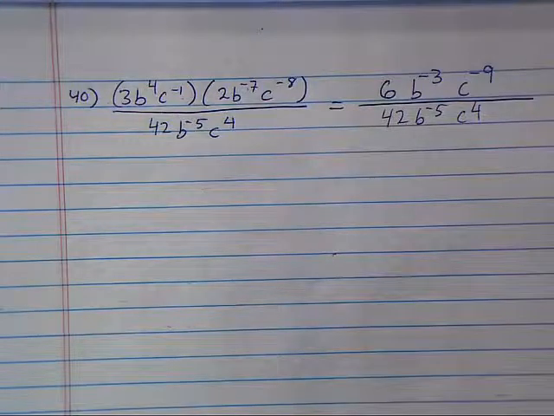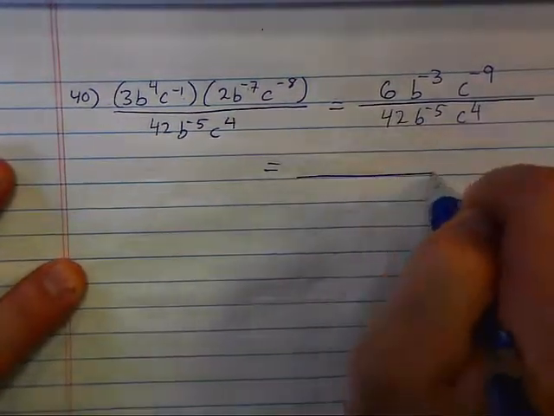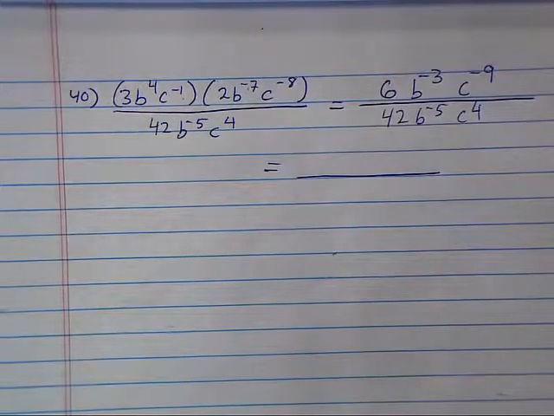Okay, now I need to make a decision. Do I want to get rid of my negative powers first? Or do I just want to leave the negatives where they are and go ahead and do the arithmetic and do the subtracting? Get rid of the negatives, okay. Well, I still think I would reduce my numbers first. What's 6 over 42? 1 over 7.